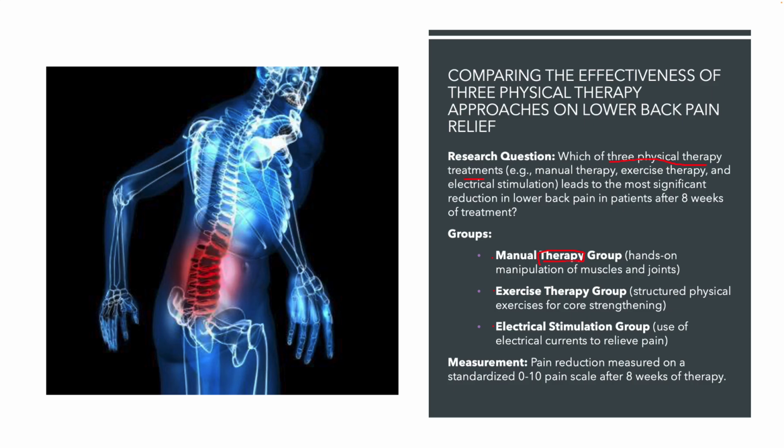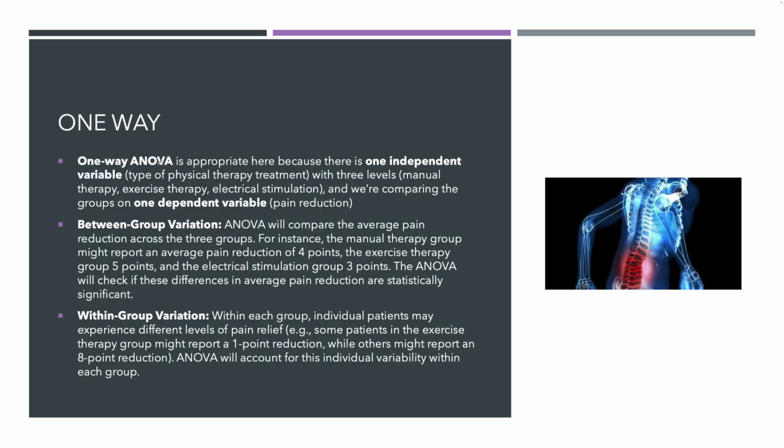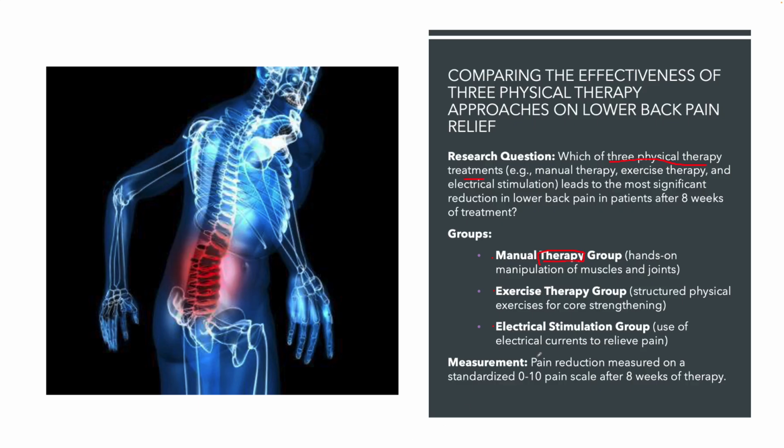Well, if I go over here and take a look at this, a one-way ANOVA is appropriate here because there is one independent variable, which we're talking about as the type of physical therapy. And it's presented in 3 levels: manual therapy, exercise therapy, electrical therapy. And we're comparing these groups on pain reduction, right? So we'll get a between group variation and within group variation, and we kind of know what that is. So you can look at these and read this on your own. I'm just showing you a more in-depth variation of this.